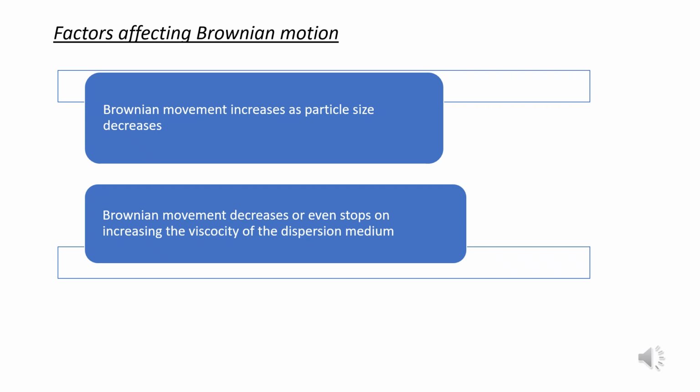Let's see some examples of Brownian motion in daily life. It includes milk particles moving in liquid, smoke particles present in air, and dust particles present in space. All these are examples in our daily life for this Brownian motion.